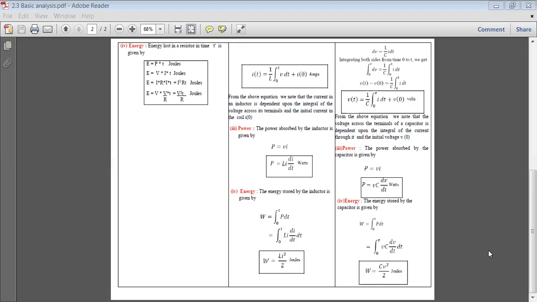From the above equation, we know that the current in an inductor is dependent upon the integral of the voltage across its terminals and the initial current in the coil, I of 0.